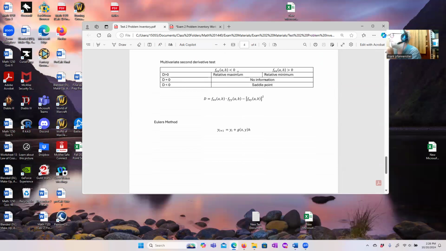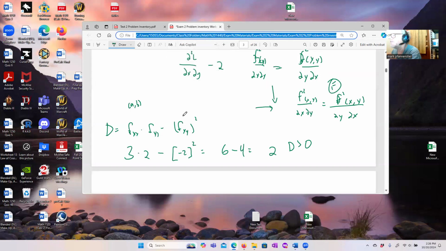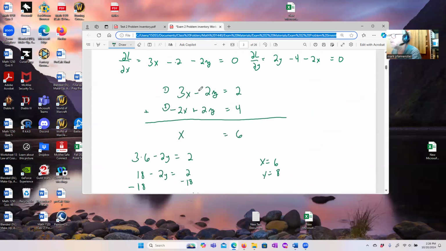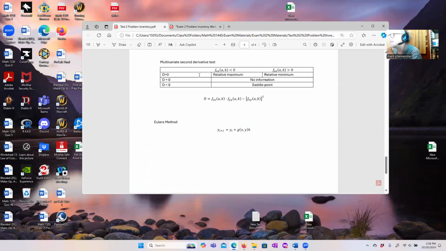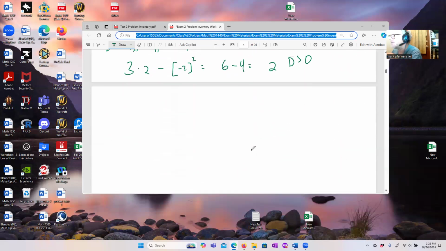So do I have a relative maximum or a relative minimum? Is my fxx bigger than or smaller than 0? Right here it says fxx is bigger than 0. Let's just double check what we have here. fxx is greater than 0. Hey, look at this, on this chart, it's a relative minimum. So this is a relative min.